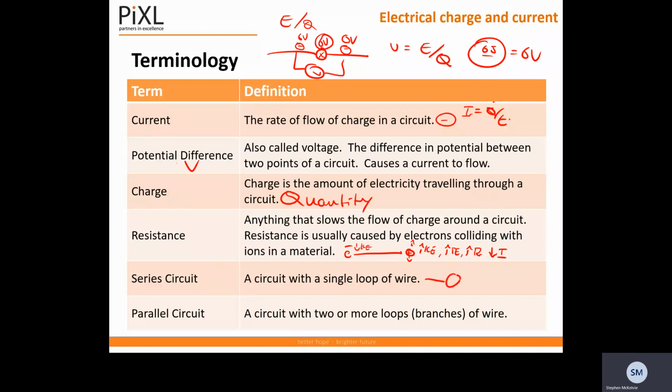A series circuit is a circuit with a single loop of wire. We can also say that components are in series when they are connected side by side. A parallel circuit is a circuit with 2 or more loops. If I was to connect 2 bulbs in parallel, then they wouldn't be side by side, but they would be on their own branches of the circuit.